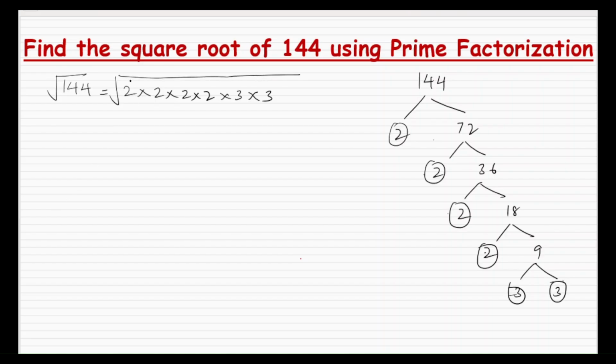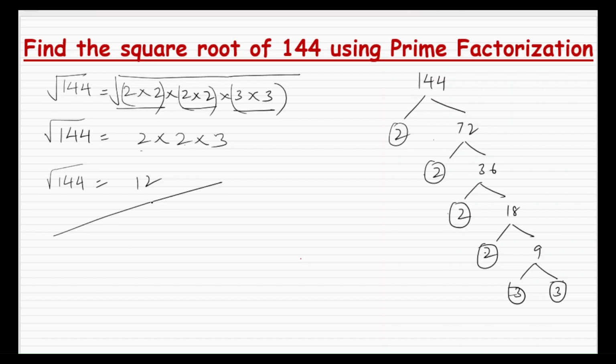And now what would be my next step? To pair each prime factor. So I will pair this one, I'll pair these two, and I'll make the pair of these two. And finally, my square root of 144 is to write one prime factor for each pair. So for this pair, I would write 2. For this pair, I will write 2. And for this pair, I'll write 3. So square root of 144 is equal to 2 times 2, 4. 4 times 3 is 12. Is this correct? Of course, because we know that 12 square is 144. So that means my answer is correct.